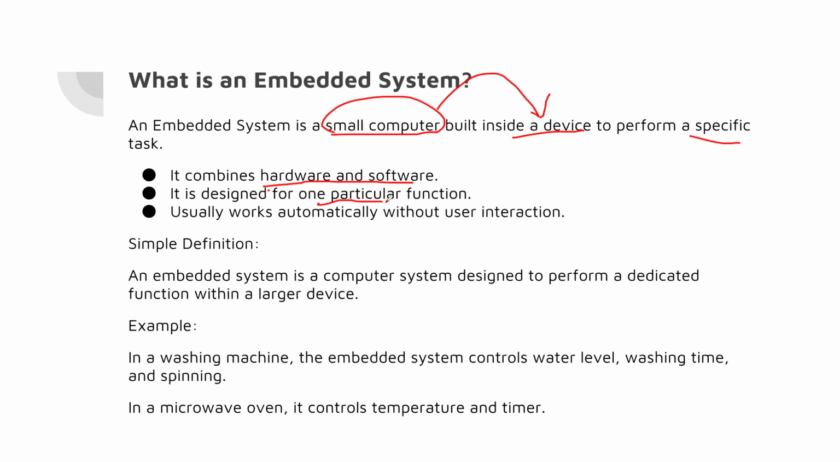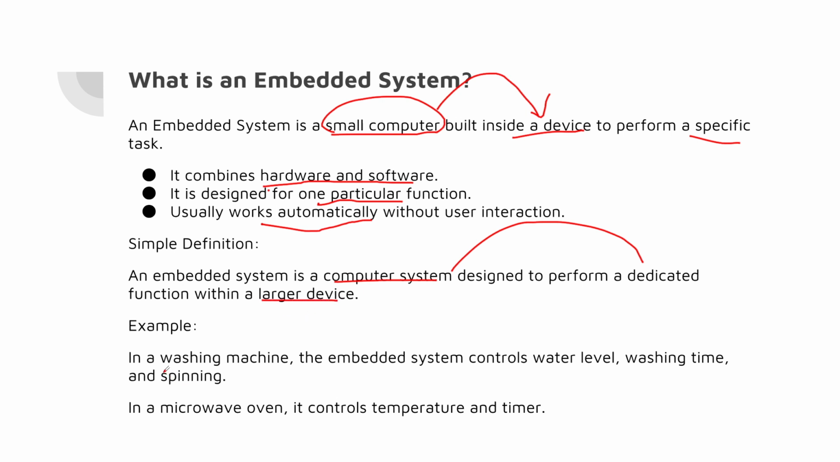For example, washing machine will be used for washing the cloth. AC will be used to regulate the room temperature. Similarly, in most of the cases, embedded system does not require user interaction. It works automatically. Rarely it requires minimal interaction of users. So they have given a simple definition. Embedded system is a computer system designed to perform dedicated tasks within a larger device.